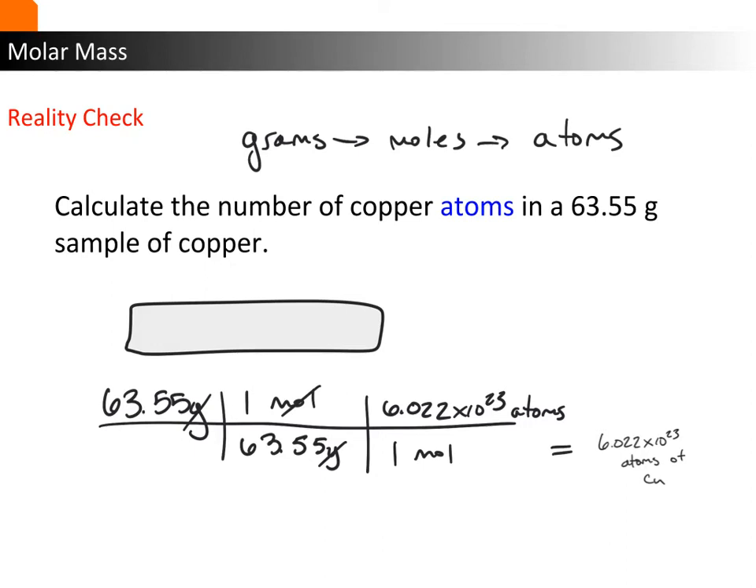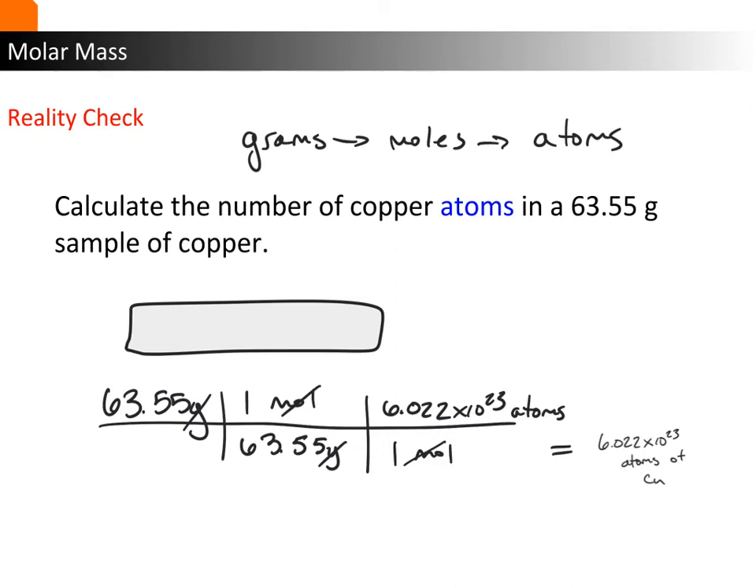Then I multiply by 6.022 times 10 to the 23rd atoms of Cu, and I cancel out my units, and I get 6.022 times 10 to the 23rd atoms of Cu. This should make sense to you because if I take the mass of copper given and divide by the molar mass, which happens to be the same number, I get 1. And 1 times 6.022 times 10 to the 23rd is 6.022 times 10 to the 23rd. A very simple problem, but this is how I'd set it up.